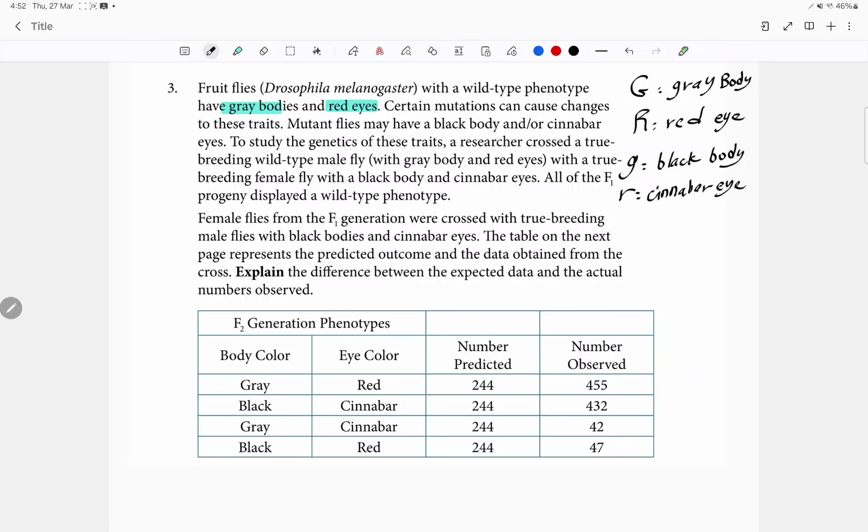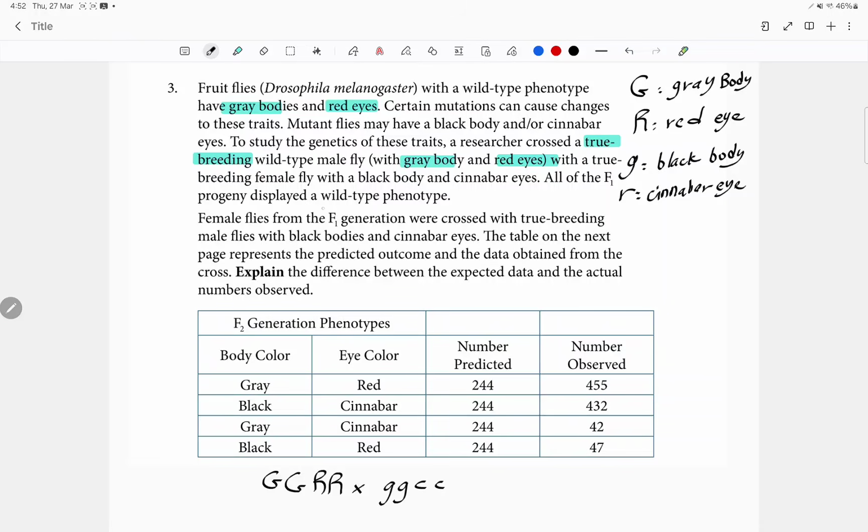eye. A researcher records the true breeding. Do you know what true breeding means? Like when it's fully... Like it's only one of them. It's homozygous. Homozygous for gray and red. So it's going to be capital G, capital G, capital R, with true breeding, black body, small g, small c.